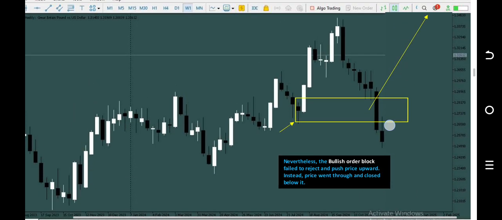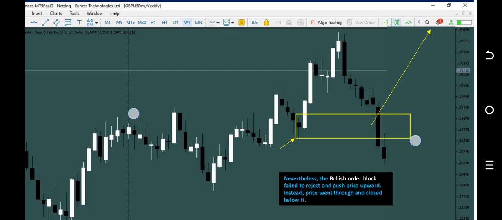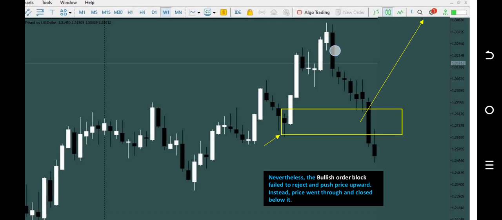Now instead, look at what happened. Instead, price broke through it and closed. Can you see? The bullish order block failed to reject and push price upward. Instead, price went through and closed below it. Can you see? Look at where price closed through. So this order block now is a failed order block because it failed to perform its work.